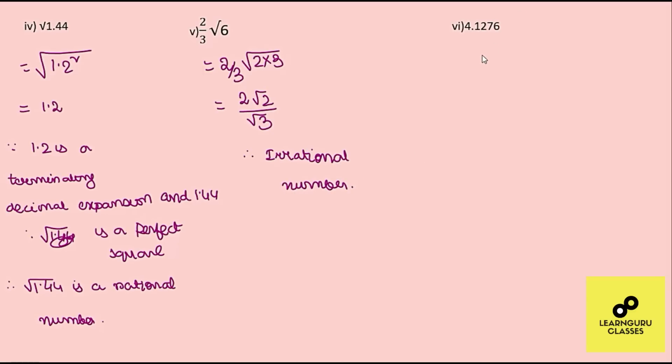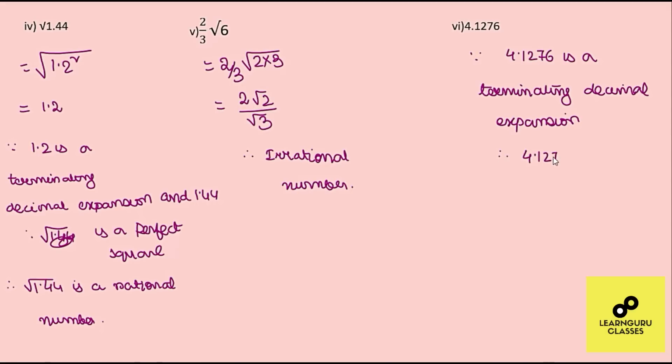The sixth question is 4.1276. So this is a terminating decimal expansion. So since 4.1276 is a terminating decimal expansion, therefore 4.1276 is a rational number.